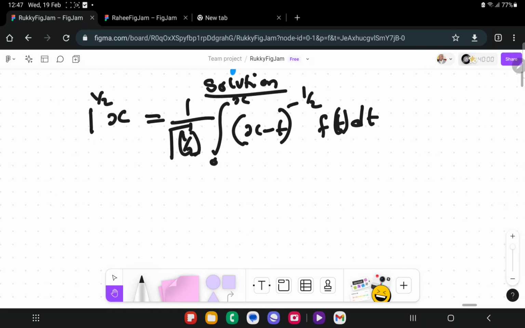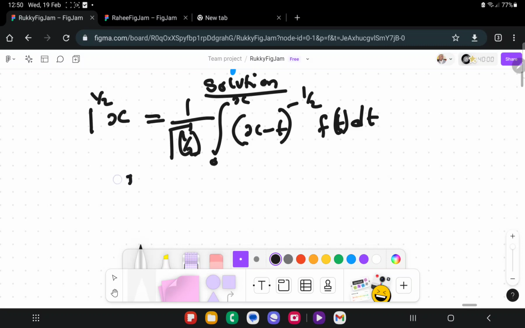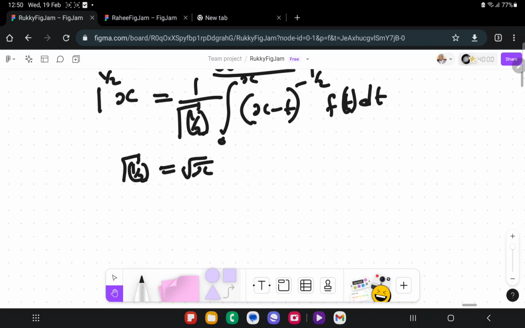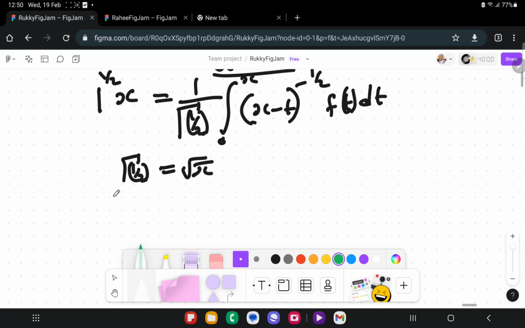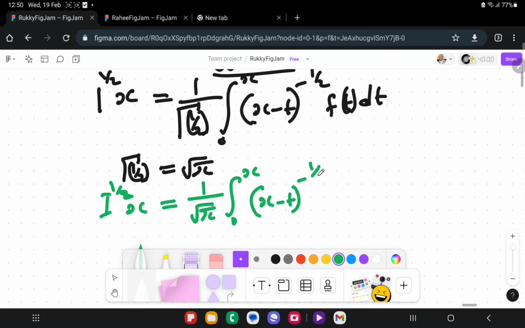In this case, we're going to try as much as possible to simplify this. Here we have the gamma function of half to be equal to the square root of pi. Now substituting this back into our equation, we have our integral of order half of x equal to 1 all over the square root of pi times the integral from 0 to x of (x minus t) to power negative 1 over 2, t dt.